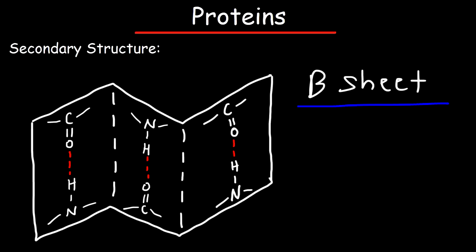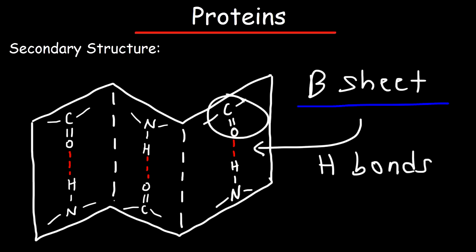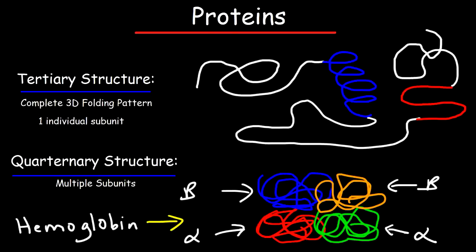Now here is a visual illustration of the beta pleated sheet. Just like the alpha helix, it too is stabilized by hydrogen bonds between the carbonyl group of one amino acid and the NH group of another amino acid.